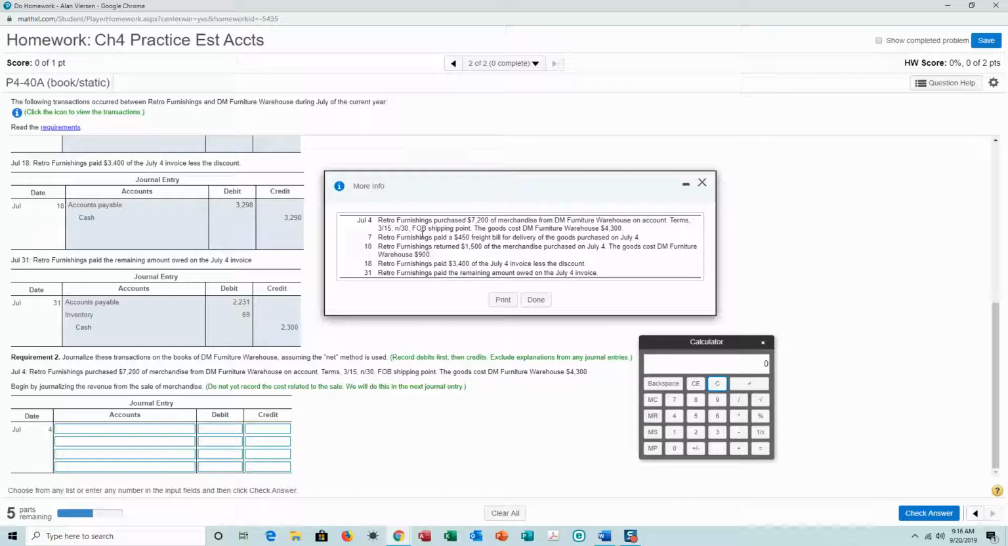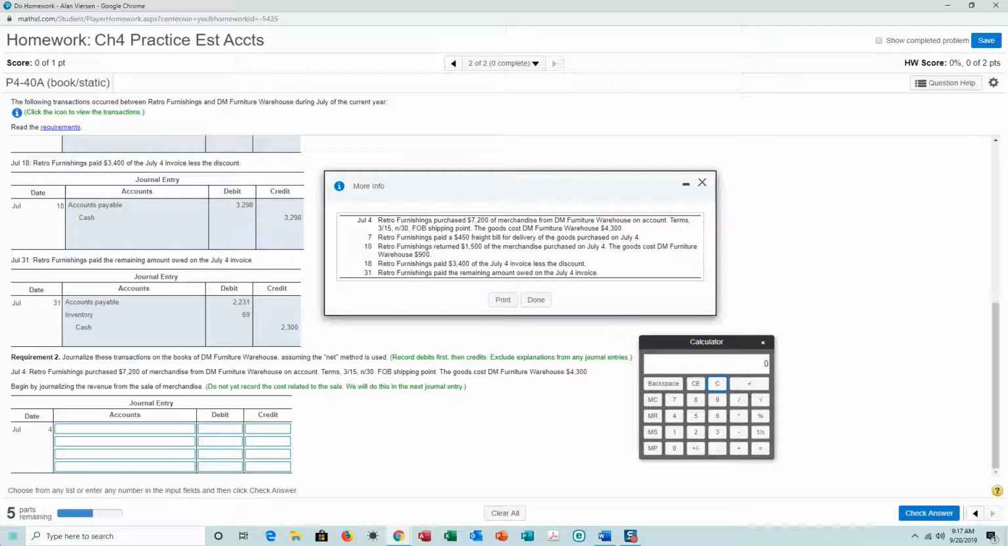And now we're looking at it from the concept of DM Furniture Warehouse. The same transactions will be: Retro Furnishings purchases $7,200 of merchandise from DM Furniture Warehouse on account, terms 3/15, net 30, FOB shipping point. The goods cost DM Furniture Warehouse $4,300.